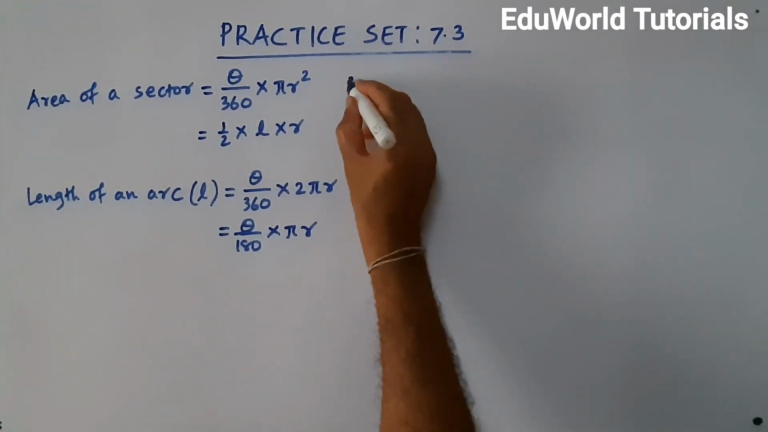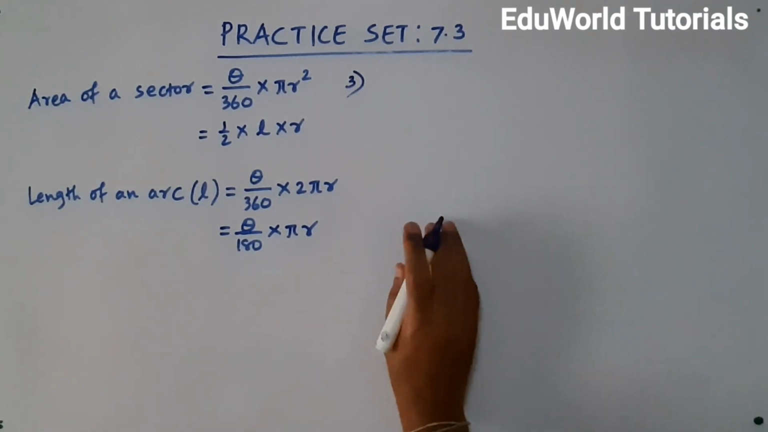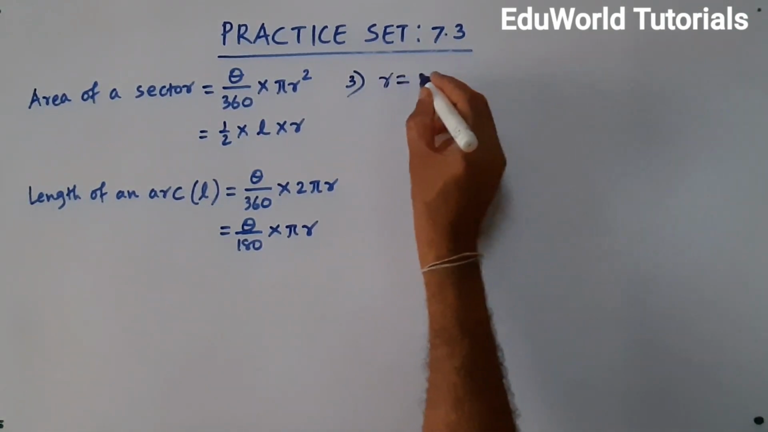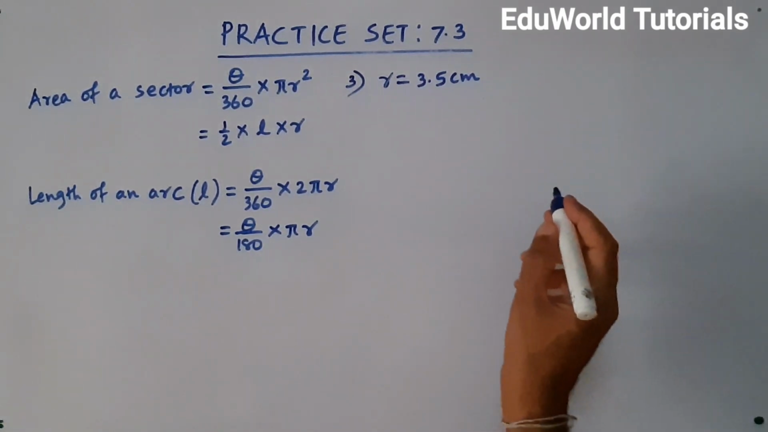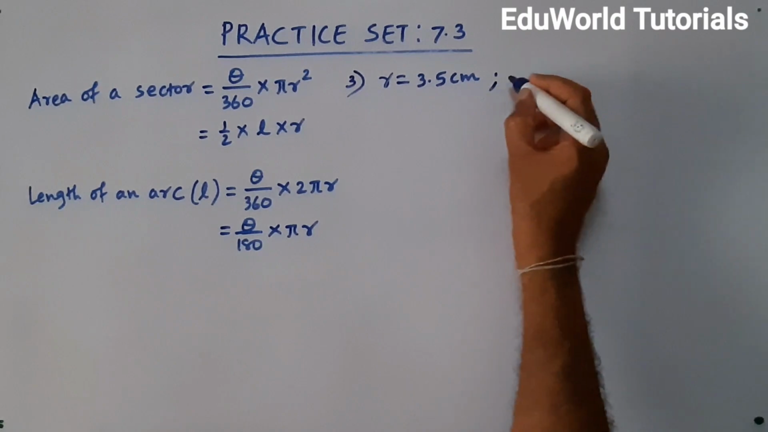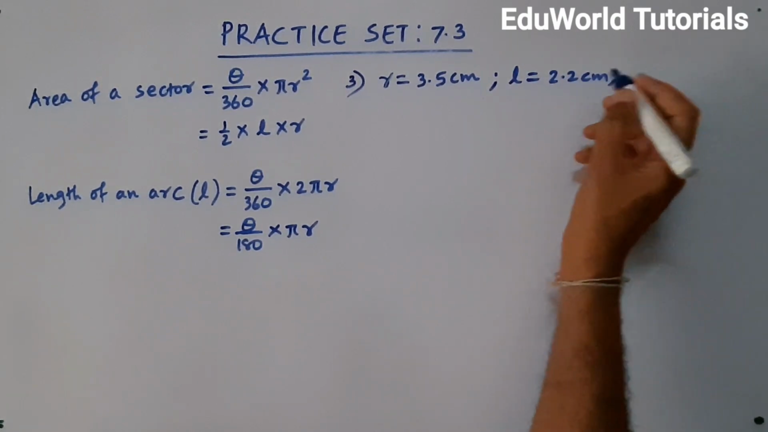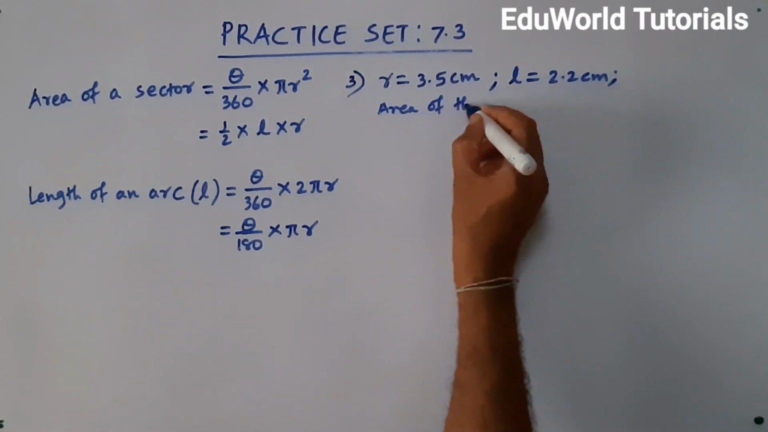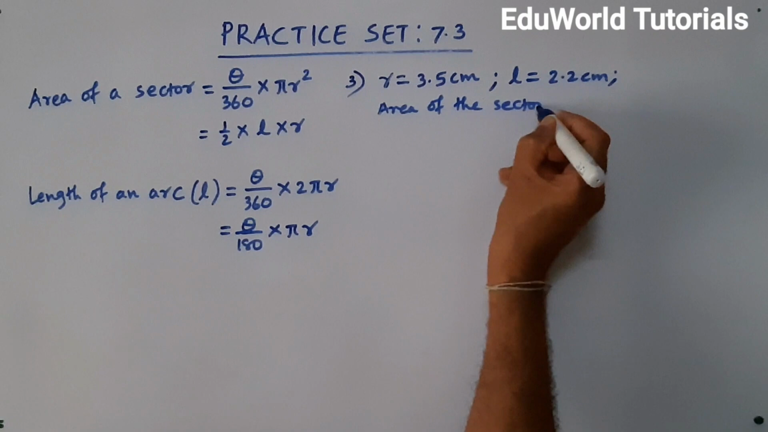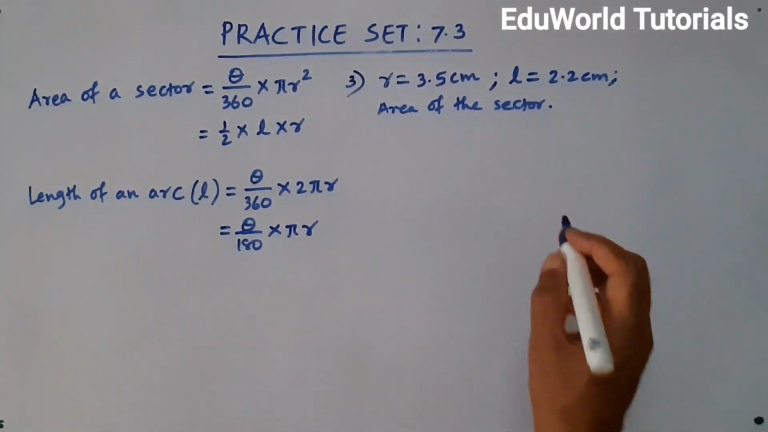What is the third sum? Please refer to your textbook. The radius of a sector of a circle is 3.5 centimeters. Immediately we write r is equal to 3.5 centimeter. And also they have said that the length of an arc is 2.2 centimeter. The length of the arc is denoted by L. It is 2.2 centimeter. And then they have asked us to find the area of the sector. And what is the value of pi? Pi value is not there. They have not given it.